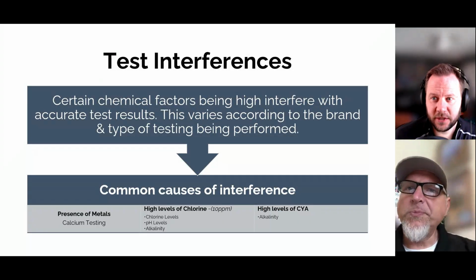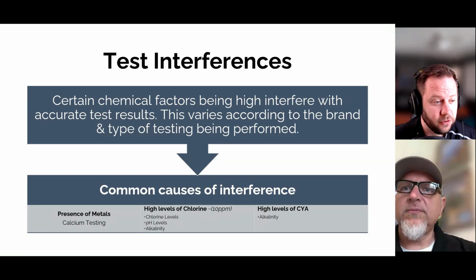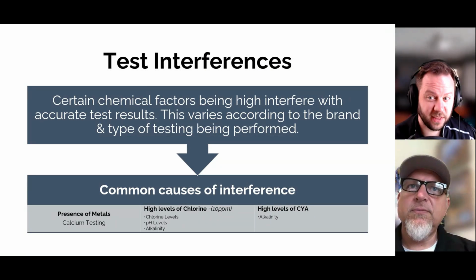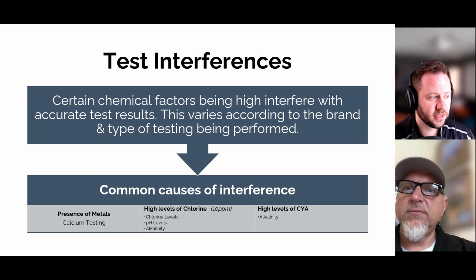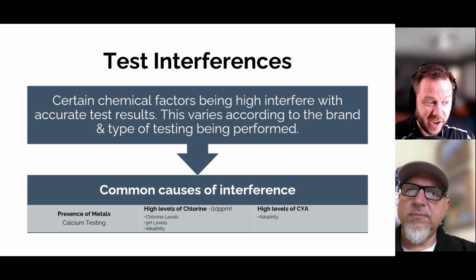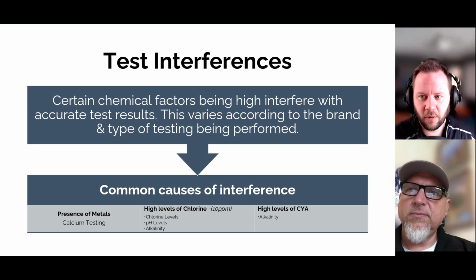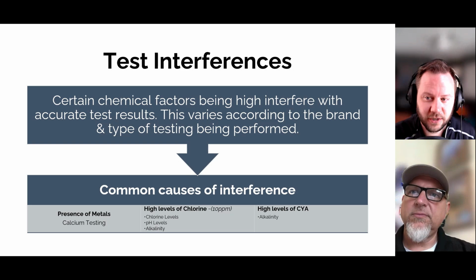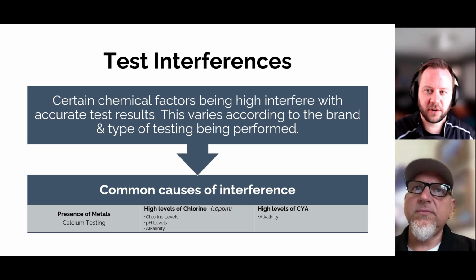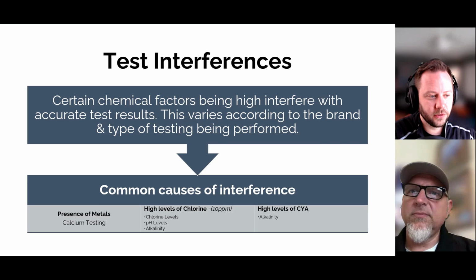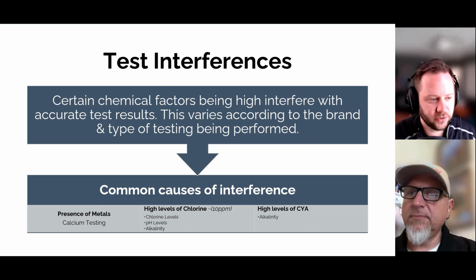Testing interferences, these vary depending on the type of test that you use, but good things to be aware of because generally these are pretty consistent. Presence of metals can throw off calcium testing. High levels of chlorine can throw off most of the tests, specifically chlorine levels, pH levels, and alkalinities. It can throw off different readings than what's actually in there. So you might have to either wait for the chlorine level to come down or use a chlorine neutralizer in your test to get a more accurate result.